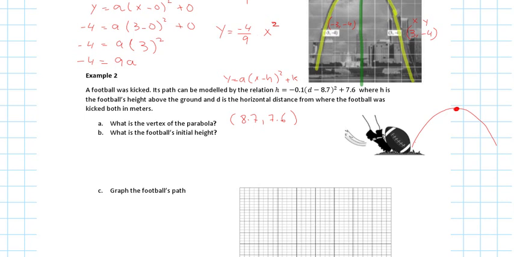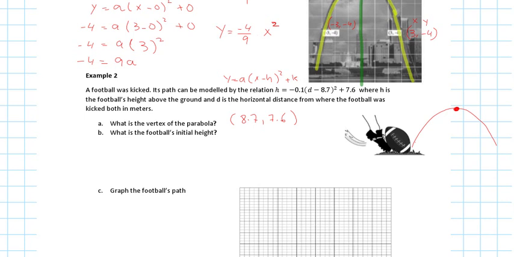So the height of the football before it was kicked. Now it could be on the ground, it could be just above the ground, it could be in the air, I don't know. So we're going to have to determine that. How far is the football from the kicker before he kicked it? It's 0, right? If I'm going to kick a ball, I should be close to that ball. I should be at where the ball is, and I'm going to kick it. So that means the horizontal distance from the kicker is 0.